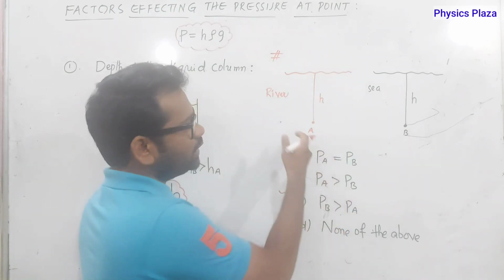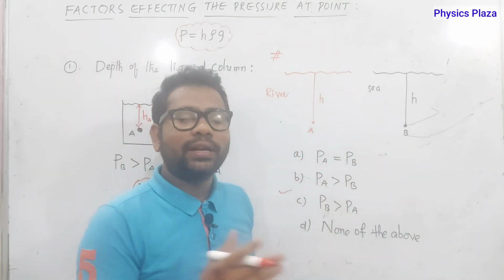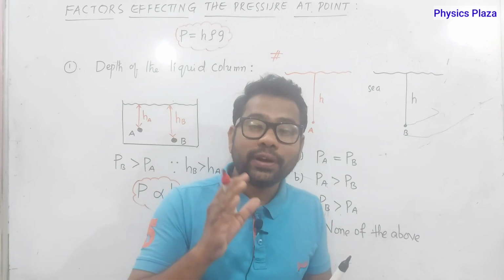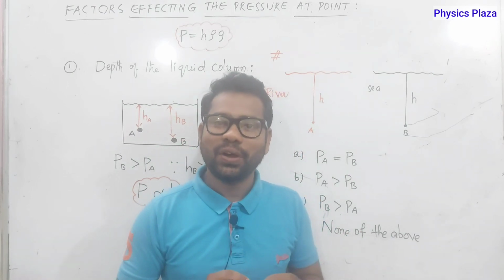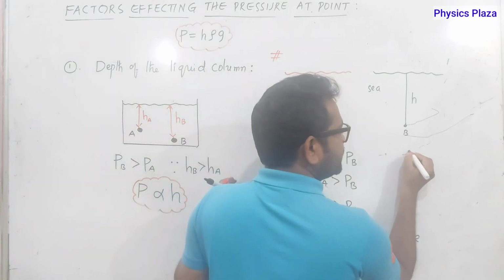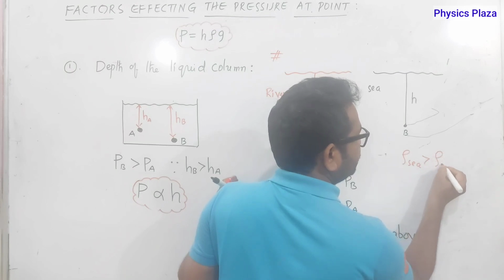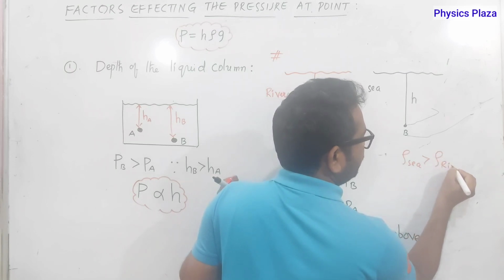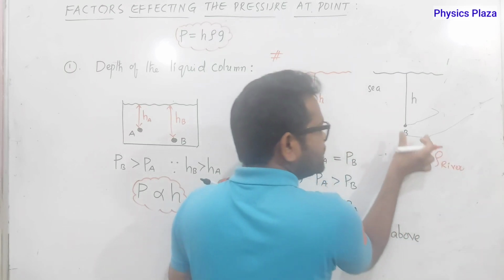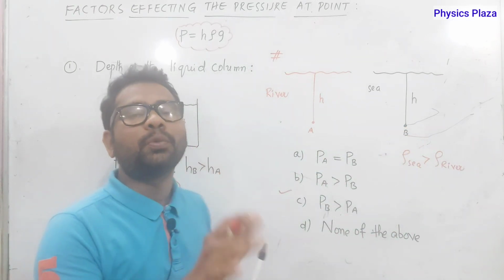Okay. Do you think that here the liquid is the same? Obviously no. Here is river water and here is sea water. Definitely they both differ in their densities. Also it's very clear, children, that the density of the sea water is greater than the density of the river water. As density is more at a given depth, the pressure exerted is also more.